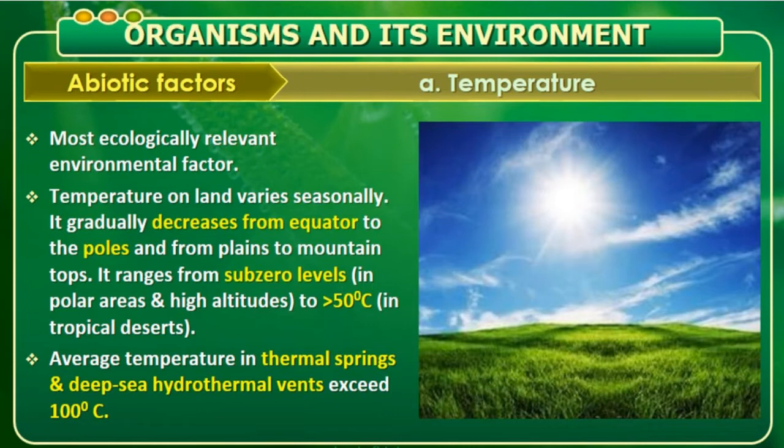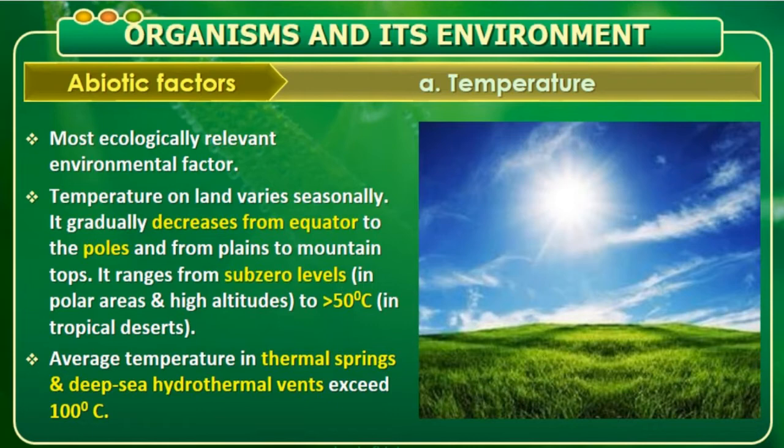The second point I have written is that temperature on land varies seasonally. Why does it vary? Because it gradually decreases from the equator to the poles. You know, the earth rotates, and temperature also varies from the plains to mountain tops. It ranges from sub-zero levels in the polar areas and high altitudes to above 50 degrees Celsius in the tropical deserts.